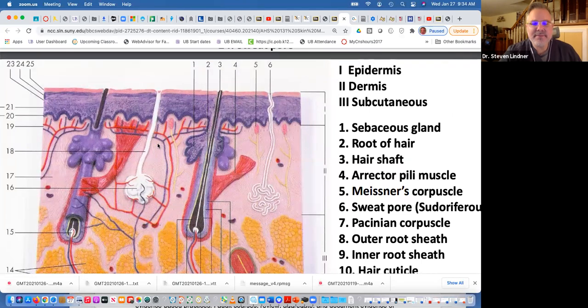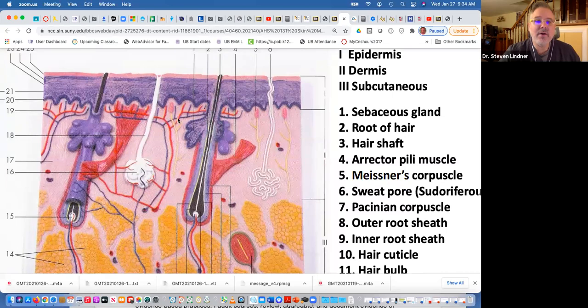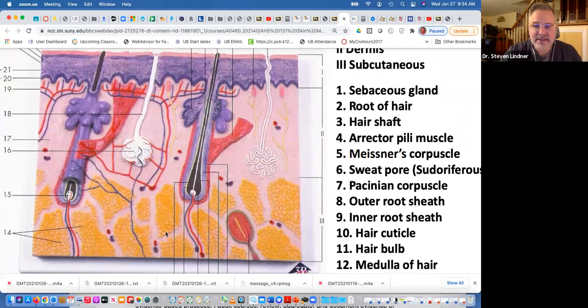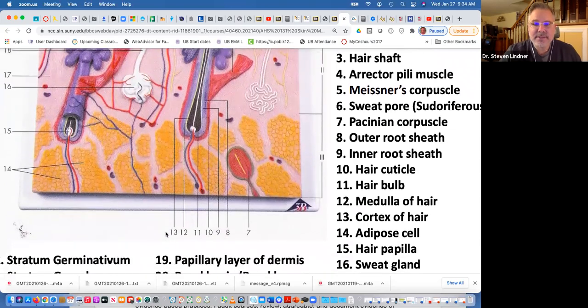Notice that blood vessels are in the dermis and in the hypodermis. You don't see blood vessels in the epidermis. So if you scratch yourself and there's no blood, we know you just did a superficial scratch of the epidermis. Once you start bleeding, we know that it's deeper into the dermis or even into the subcutaneous or the hypodermis.